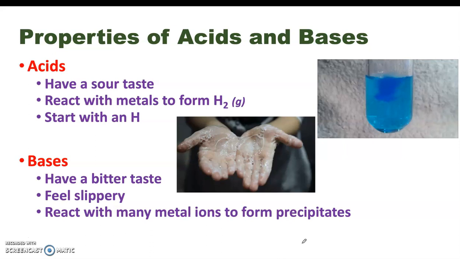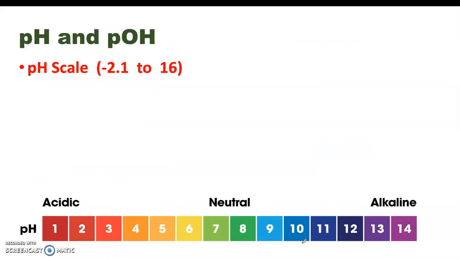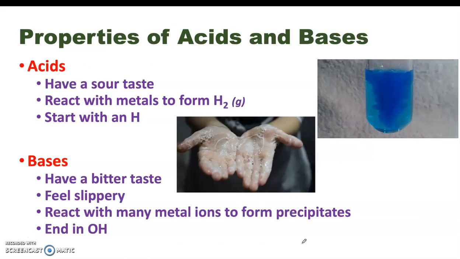So here's a copper solution, adding NaOH to it to form copper hydroxide. That's your metal hydroxide precipitate. And again, we already know this, bases tend to end in OH, the formulas do. And that is all the properties that you need to know at this point about acids and bases.